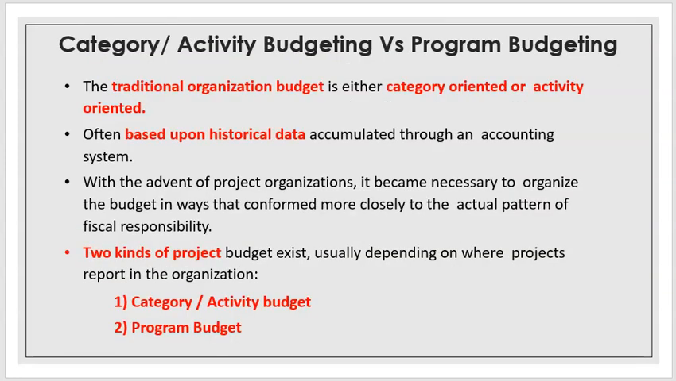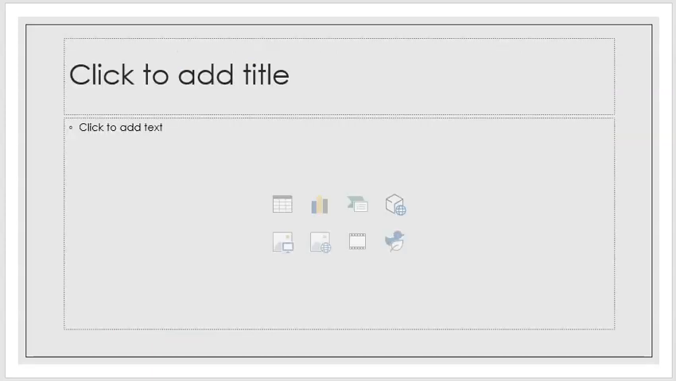So now we look into the types of budgeting. Activity budgeting versus program budgeting. Traditionally, organizations opt for activity budgeting, whereby they have line-by-line activities mapped to the budgeting. Eventually, because of some of the problems arising from activity budgeting, organizations move towards the program budget.